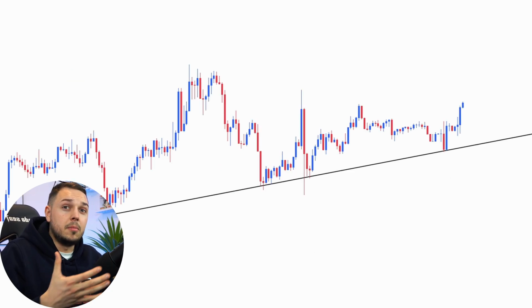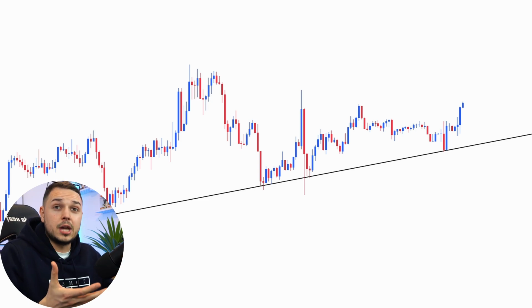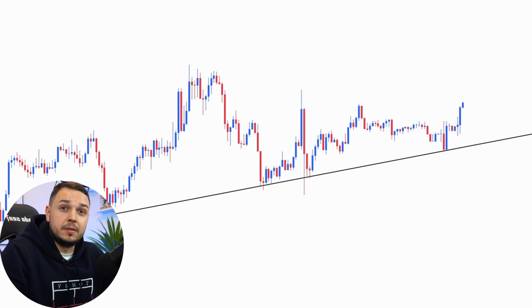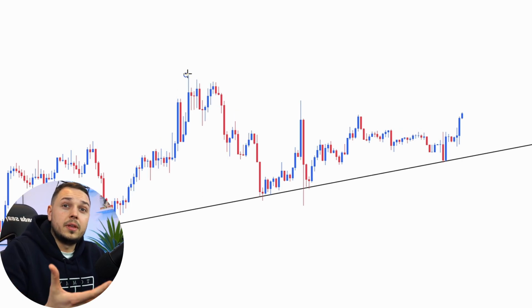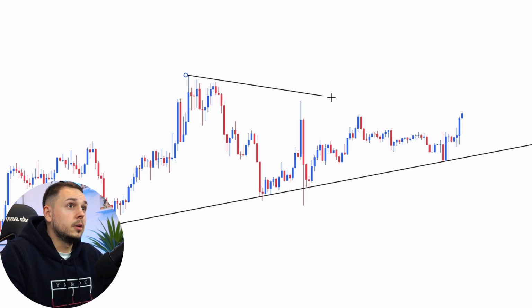So every single time the market touches the trend, it should actually react positively or negatively depending on the market direction you're trading. And you could have done the same thing with the downtrend. Look at this.